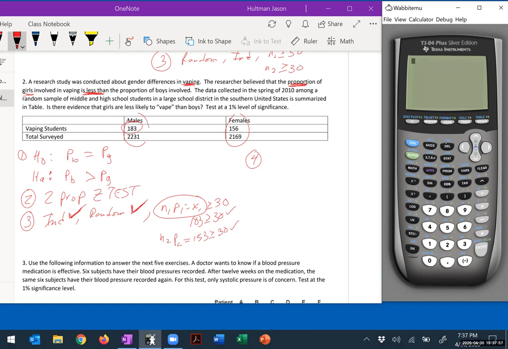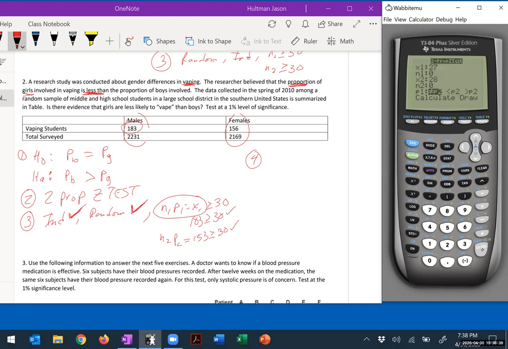So we're going to say stat test. This is a 2-prop z-test. So that's number 6 on the calculator. On StatCrunch you just do prop and then 2 sample and then summary.